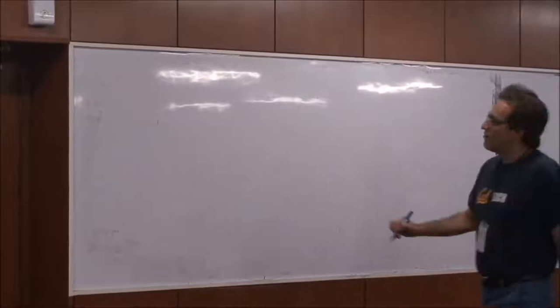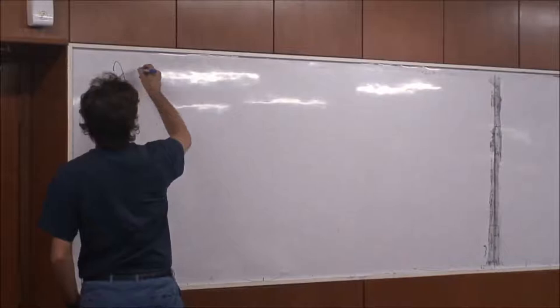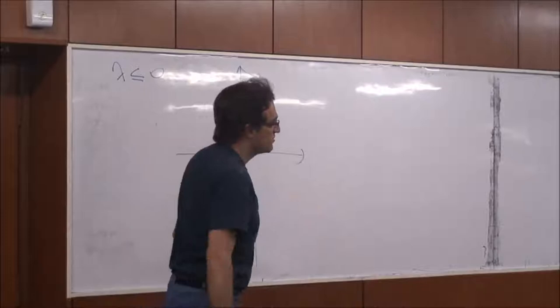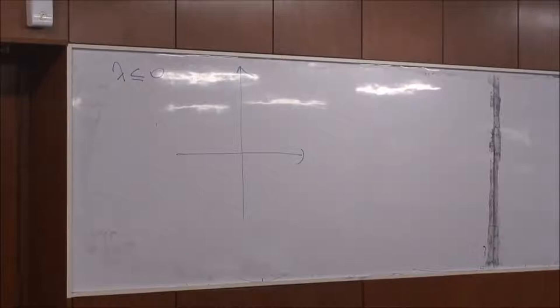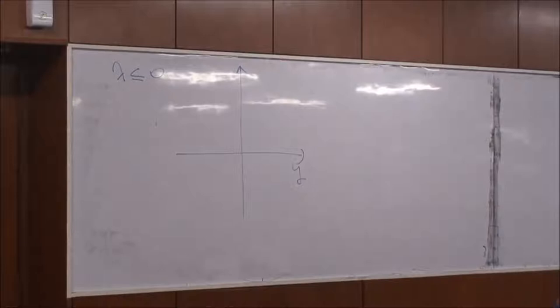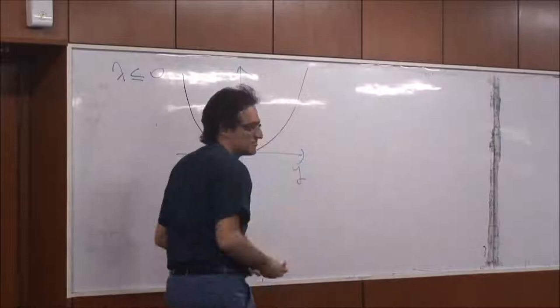Of course, there are two cases. The first case, quite simple, lambda less or equal to zero. It's very easy to draw a graph of the potential V because it's an even potential and it is the sum of two positive terms which are monotonically increasing for positive values of y. And so this is the shape. It's not a harmonic oscillator, but the potential is a single well potential like that.